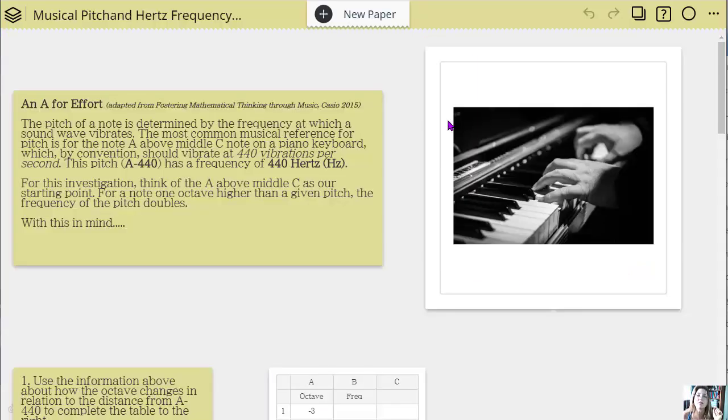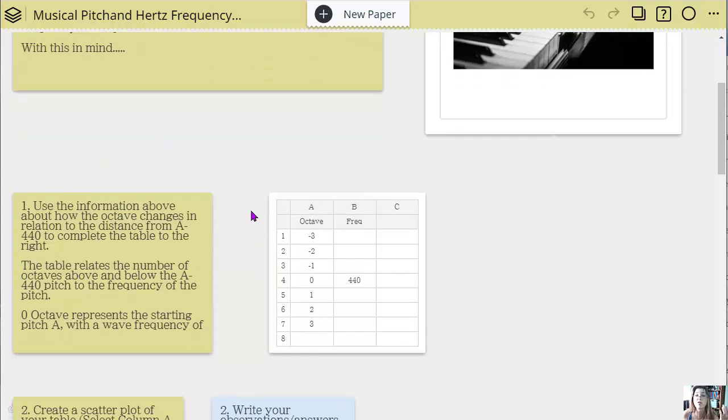Let's go back to the activity. This activity is talking about the pitch of a note. When you're tuning a piano, it's based on the pitch A that has 440 hertz, a frequency. It's the vibrations per second. Based on that, each octave doubles the frequency. So the students are going to first collect some data and create the table.